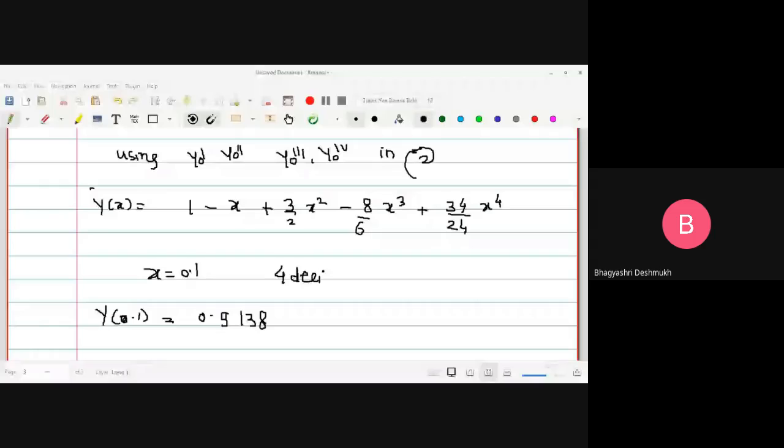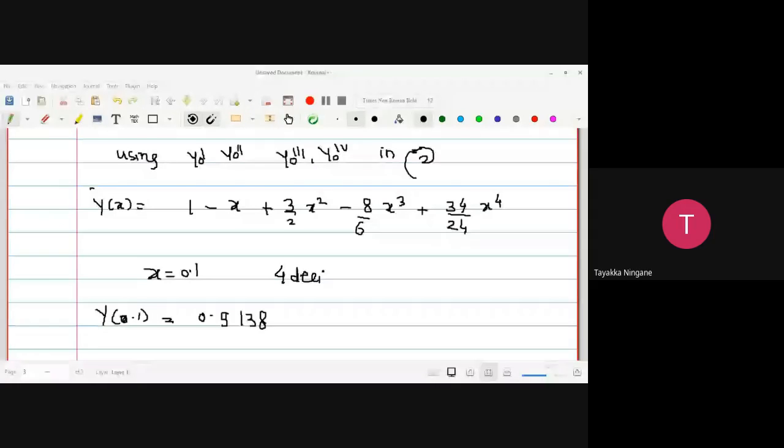Yes, ma'am. Whatever the answer you got. 0.9138. 0.9138. Yes, ma'am. 0.913. Okay, good. In this way, we have to solve the example by using our Taylor series.